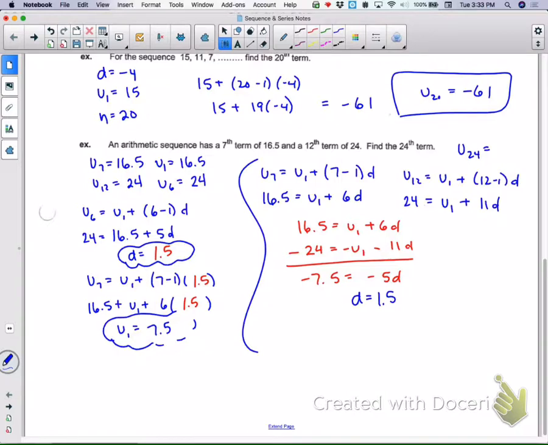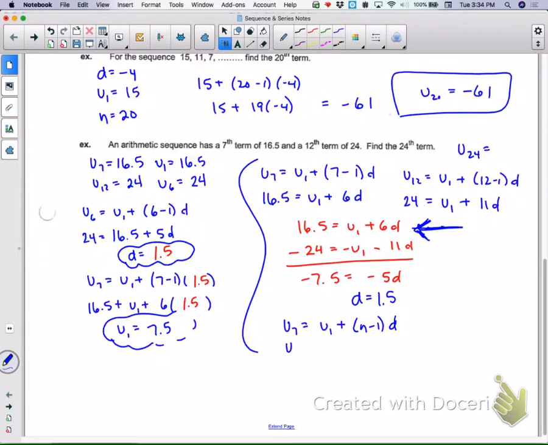Okay, so now that we have our d is 1.5, I can go back and put it right here and figure out what my first term is. You could just go backwards, but you'd have to go backwards a lot of times. I would have some type of process to figure out what that first term is. So we can either plug it into this formula right here, or we can do it like we did the first time around and say, hey, u sub 7 is u sub 1 plus n minus 1 times my d value, and then plug them in.